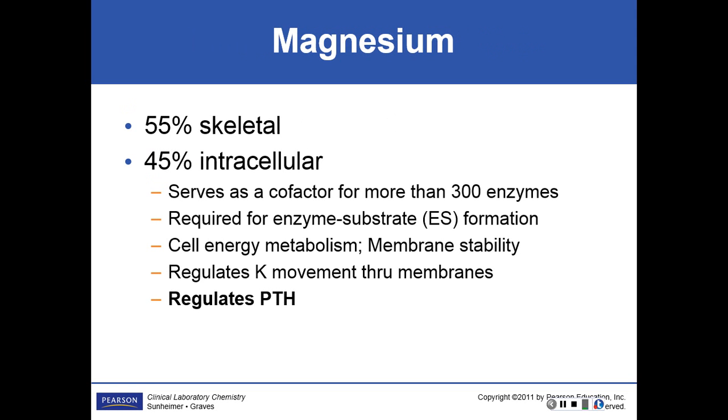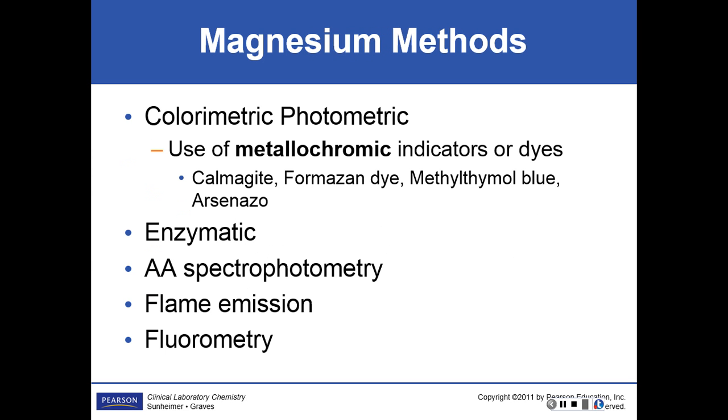Magnesium is half involved in skeletal and half in intracellular, 55 and 45% respectively. It serves as a cofactor for enzymes and cell energy metabolism along with membrane stability. It also works with potassium movement through your membranes. It is regulated by the parathyroid hormone. Magnesium measurement methods use a colorimetric method using metallochromic dyes.